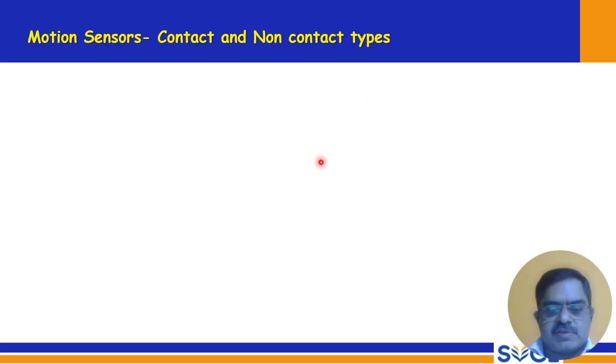So motion sensors, there are actually two types of sensors. Any sensor in general we can bring under these two categories. That is proximity type sensor, that is non-contact type sensor, is known as proximity type sensor. Touch sensors are known as tactile sensor. So any sensor can be brought under these two categories. So here we have contact and non-contact types.